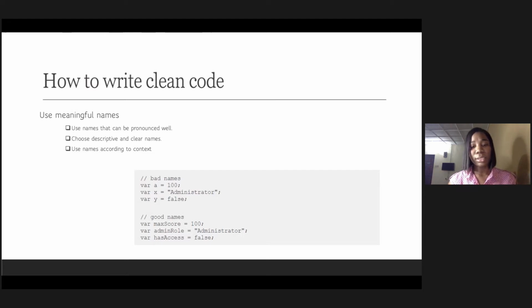So when we're staring at this example right here, we can see that a variable was initialized with a letter. And for me, I'm thinking, what exactly does A represent? What exactly does X represent? So we can see A is initialized with 100, but what exactly does 100 mean? But looking over at this other example, you can see the variable name max score is easily identifiable. It's easily understandable that, oh, 100 means the maximum score, or administrator is simply defined by an admin role. And these are the kind of things you want to think about when it comes to writing clean code.